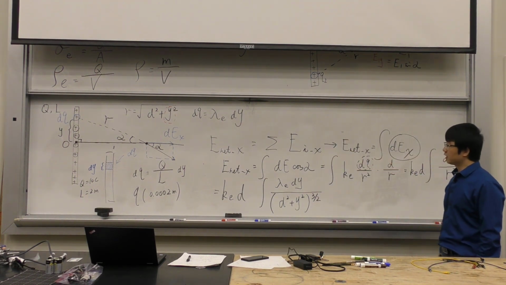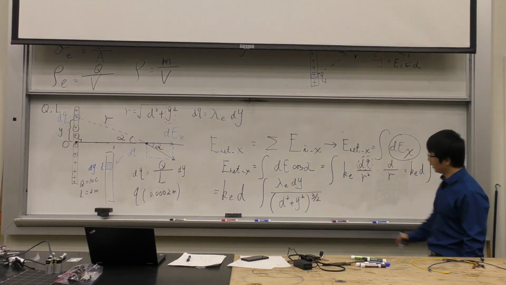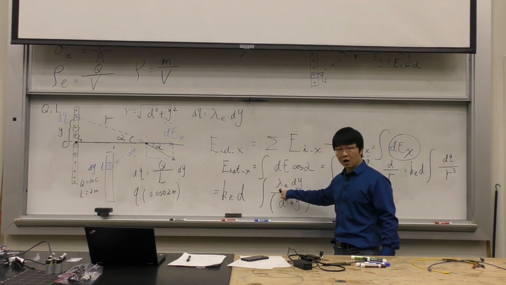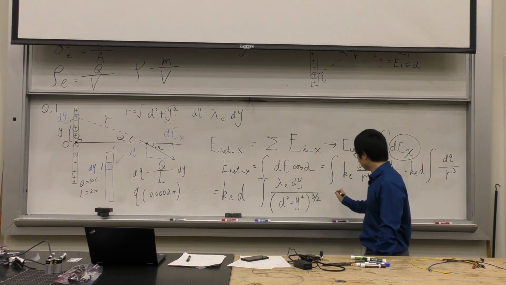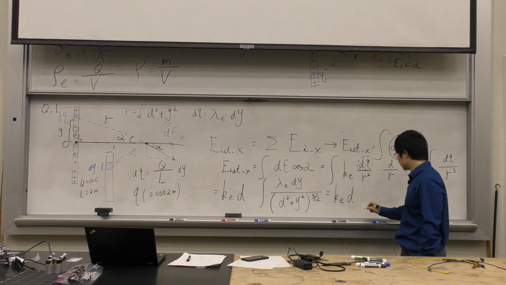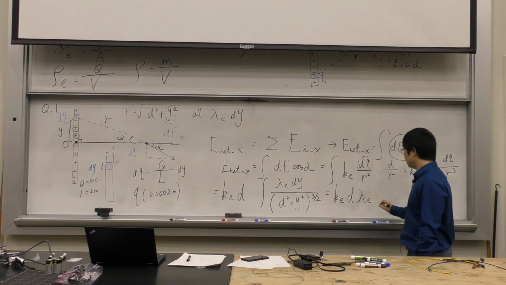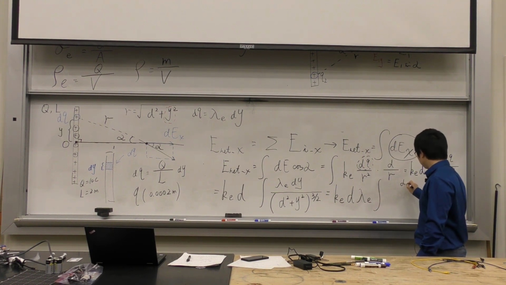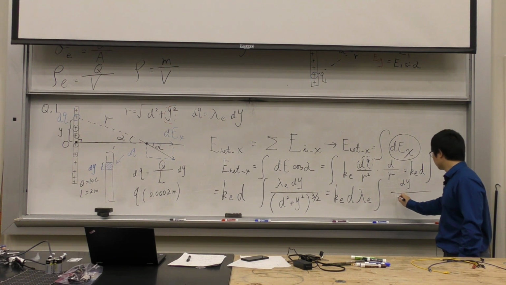So that's one more thing I can pull out. This lambda e is still going to be a constant. It's a number, not a variable, so I can pull it out. So I would get Ke times the distance times lambda e, dy over d squared plus y squared to the power of 3/2.